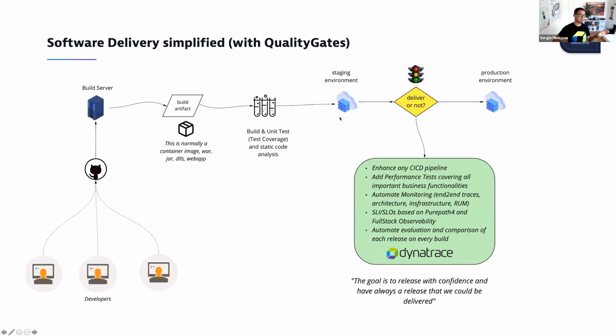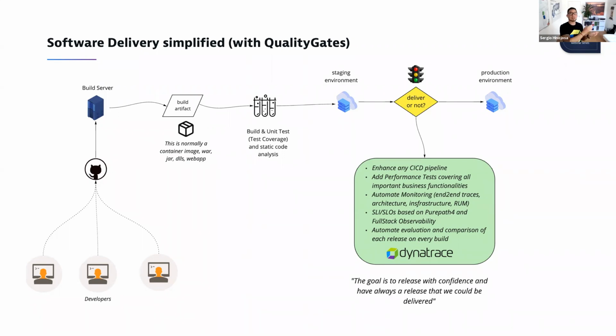Normally here companies do some kind of load testing and some manual evaluations, and then they cross their fingers and say, like, can I deliver or not? Because this is the question, right? This is where we want to enhance every pipeline and say, hey, with performance tests, SLIs and SLOs, and automatic monitoring, you can enhance all your pipelines and your software delivery, because the goal is to release with confidence and always have a release that can be delivered.